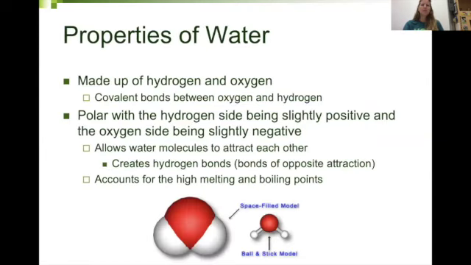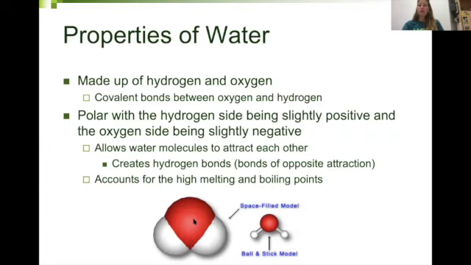All right, properties of water. Made up of 2 hydrogens and 1 oxygen. There is a covalent bond between the oxygens and the hydrogens. So your water molecule itself has this really strong bond holding the hydrogens to the oxygens. It's polar, with the hydrogen sides, the bottom part here, or the Mickey Mouse ears, being slightly positive, and the oxygen side being slightly negative.